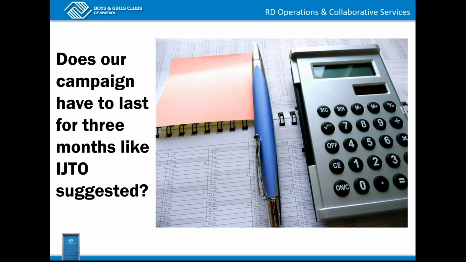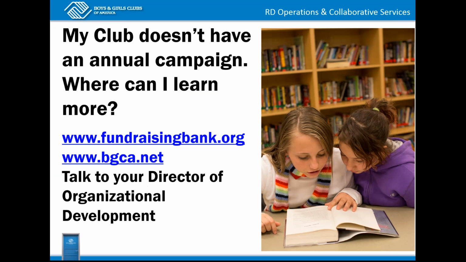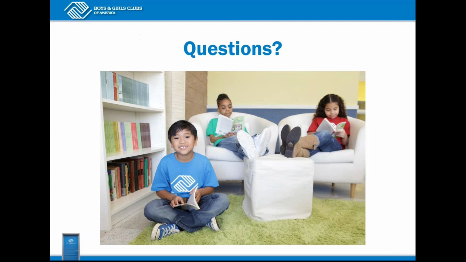My club doesn't have an annual campaign. Where can I learn more? Here are a few resources for you. First of all, fundraisingbank.org is a repository of lots of articles, fantastic club samples, and more that can help you to plan your annual campaign. BGCA.net has some great resources as well. You can talk to your Director of Organizational Development, who will be able to get you started from the ground floor up to build that annual campaign as a really key source of individual giving revenue. You can also tune in to Friday's webinar, where we'll talk a little bit more about how an annual campaign works. So that's the new Great Futures annual campaign resources and a little bit about the nationwide Great Futures campaign.